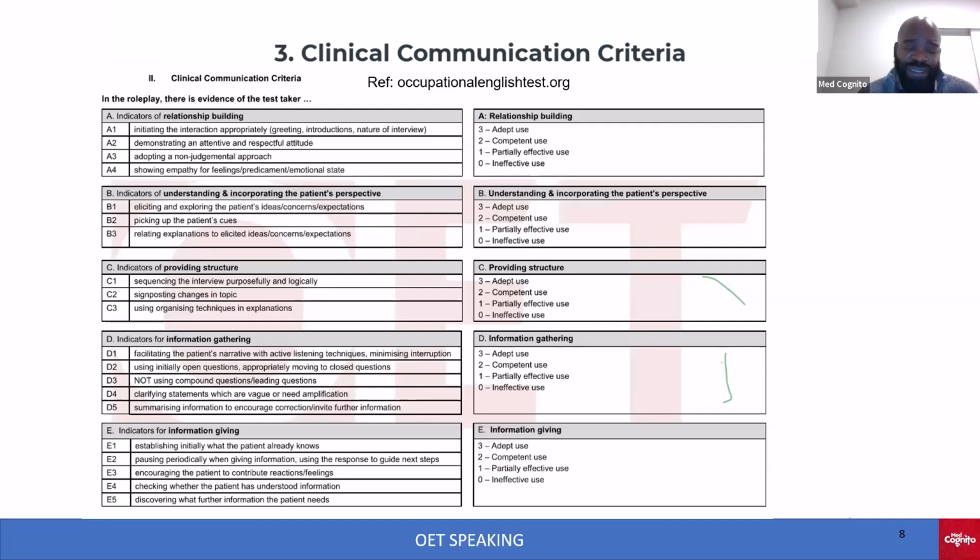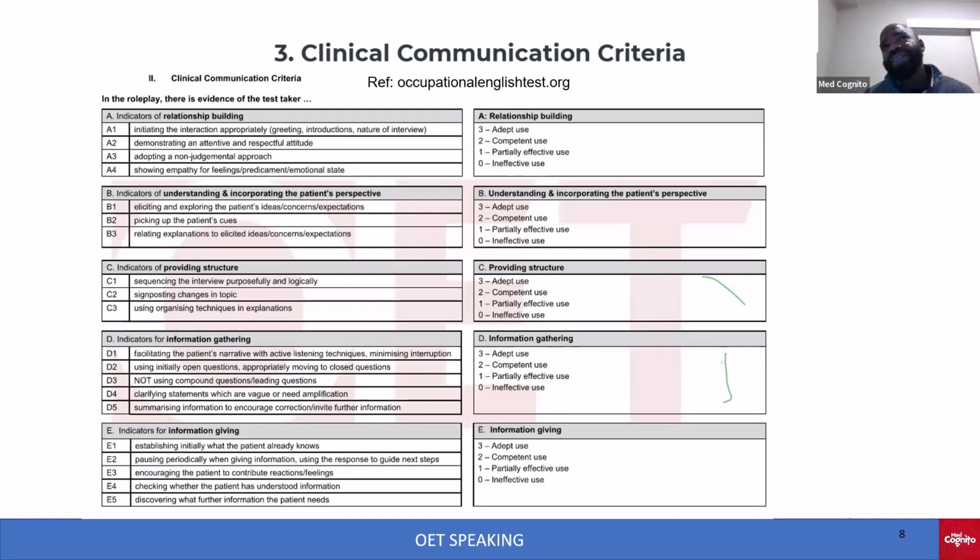And finally, information given. And so during your interaction with the patients, are you establishing initially what the patient already knows? Are you checking whether the patient has understood the information? Are you confirming with them? Is it clear? Do you understand? Are you getting what I'm saying? You are being evaluated for all of these things.